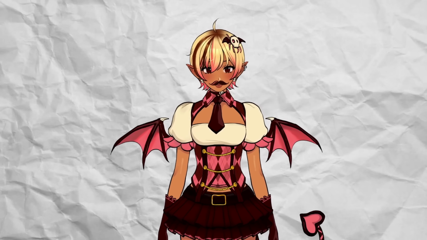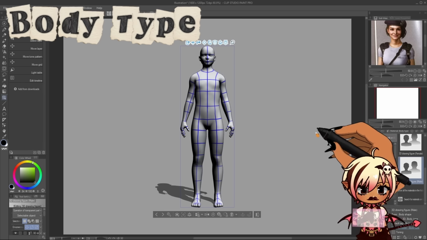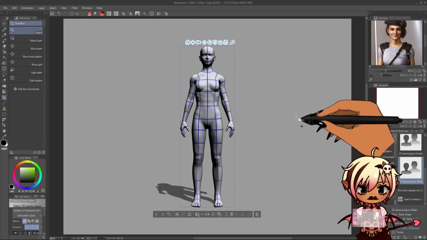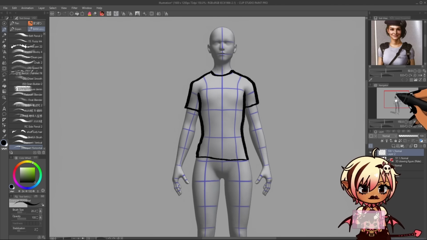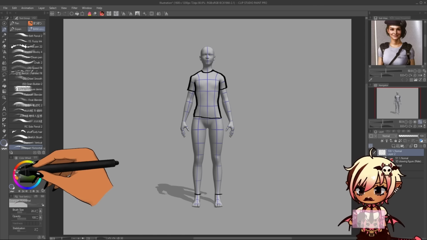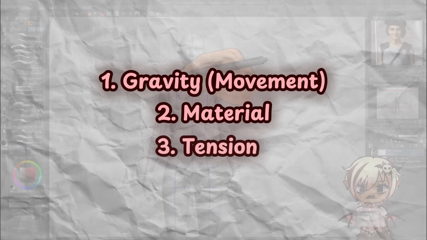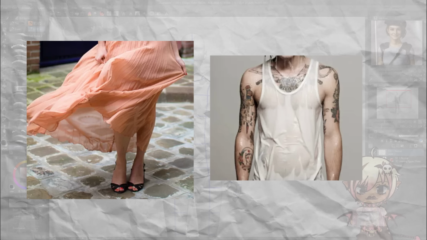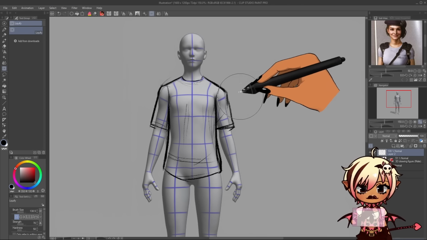Before we get into drawing clothes, we must consider what's going on under them. Your character's body type will affect how the clothes look. This may sound obvious, but a lot of beginners draw clothes like this, which completely ignores how the fabric and the body interact. There are 3 main interactions we must think of when drawing clothes: gravity or movement, material, and tension. There's also additional factors like the wind, wetness, and other special cases that may affect the clothes, but this doesn't always apply. I think I can explain myself better with a visual example.